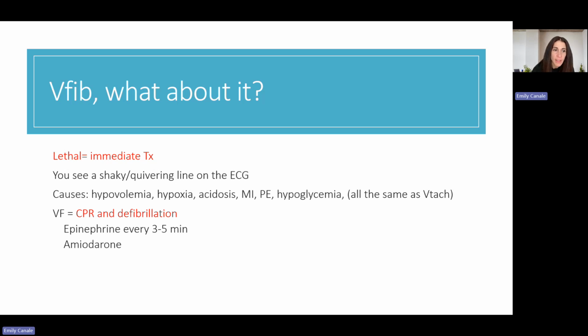Now, you're going to also think epinephrine, okay, 1 milligram every 3 to 5 minutes, because this is a code. The second medication of choice is the antiarrhythmic, like amiodarone. We normally give 300 milligrams IV push, and then a second dose of like 150 milligrams. So when you think VFib, think defib. CPR, think death.